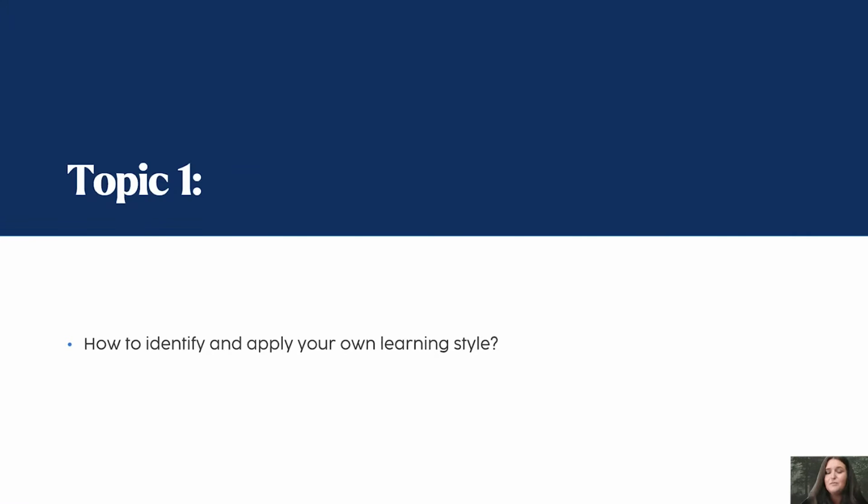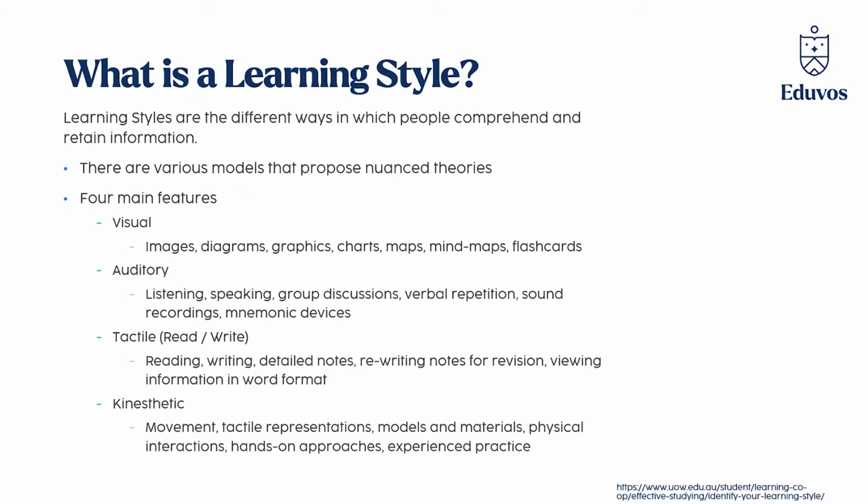Okay, so number one, how to identify and apply your own learning style. What is a learning style? The four main features are visual, auditory, tactile, which is reading and writing, and also kinesthetic. If you can just press the button for me, an image will pop up.